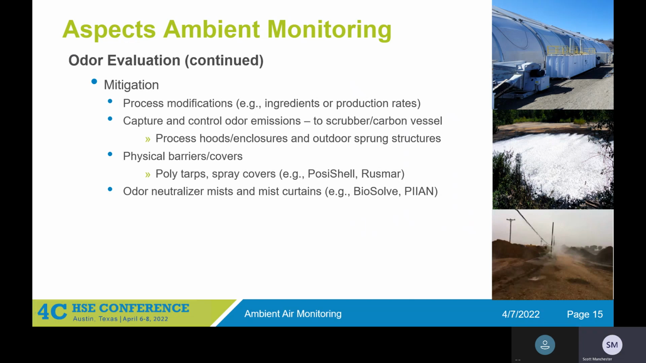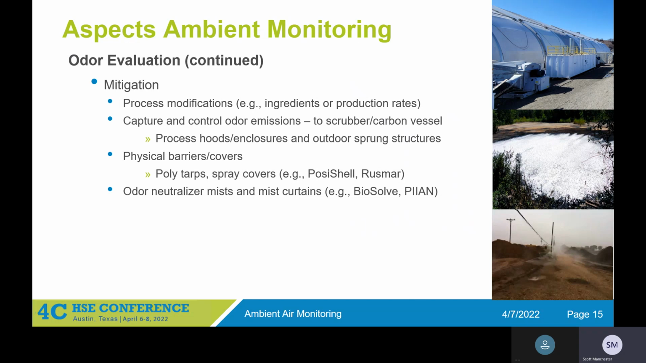Other types of mitigation are physical barriers and covers. Polytarps work great to just prevent odors from escaping, as do spray covers on the same premise. In the middle right is not snow, but rather Rusmar foam, and that's sprayed over an area. That's really a temporary fix, but it can be sprayed over, and that will suppress the odor emissions from that surface.